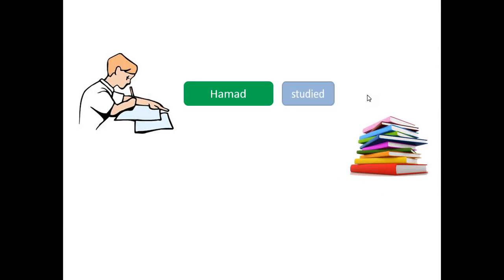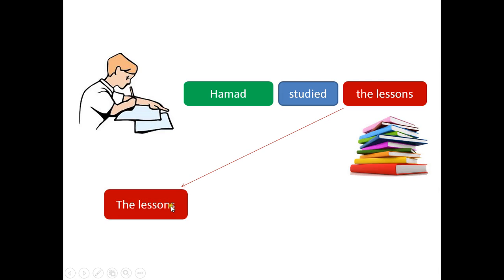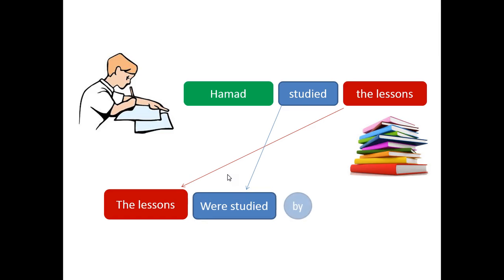Here Hamad studied the lessons. Yes, we start with the object, the lessons. Was or were, it will be were, because lessons here is in the plural form. So the lessons were studied by Hamad. So we have revised here passive voice in the present simple, is or are, verb 3, and in the past simple, was or were, verb 3.